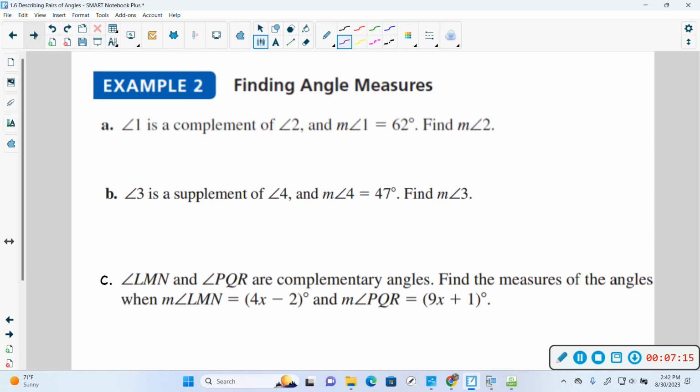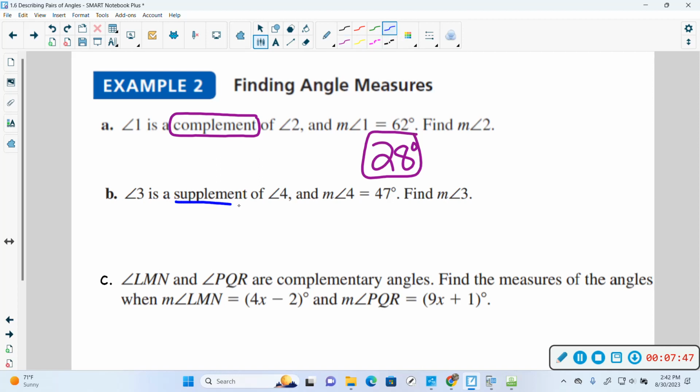All right. You might need your calculator for this. I don't know, maybe not. Angle 1 is a complement of angle 2. So they should add up to what? Complements add up to 90. So if you have 62 degrees, how much more do you need to get to 90? 28. Do we need to show any work for that? No, you could use your calculator if you had to figure that out.